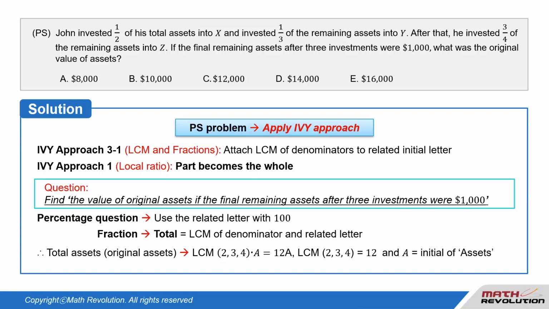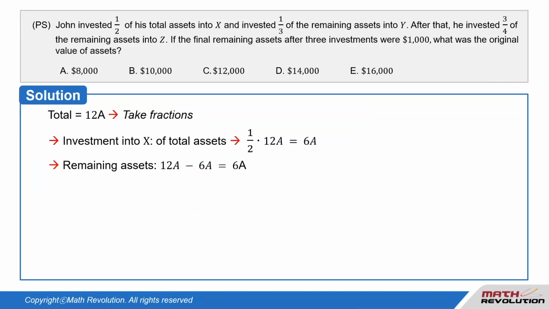So, the total assets, which is equal to the original assets, are LCM 2, 3, 4 times A, or 12A, where the LCM, least common multiple, of 2, 3, and 4 is 12, and A is the initial of assets. Now, with the total as 12A, we take the fractions as they appear in the distribution.